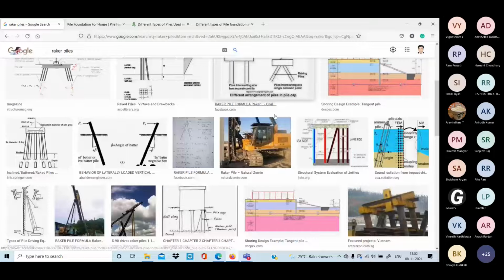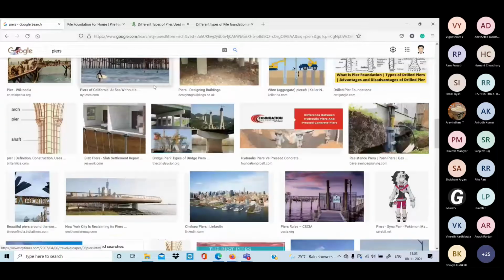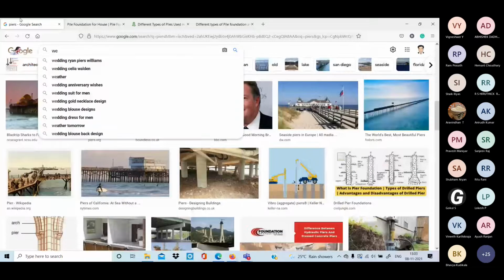Generally, piers means bigger-sized piles. For the bridges, whatever you see, these are all called piers. Or we also have well foundations for bridges. It is like a well, and it will be filled with sand and will provide this foundation. This is a complete example of a well foundation.